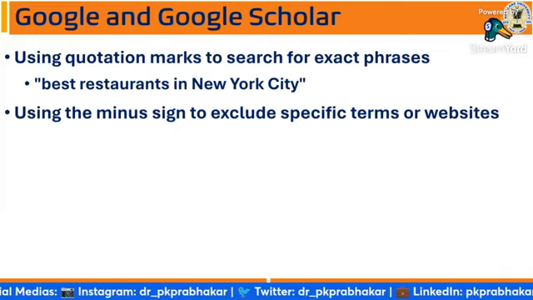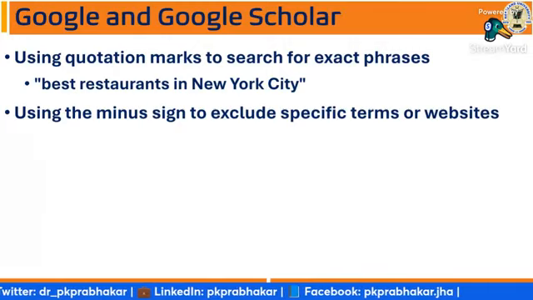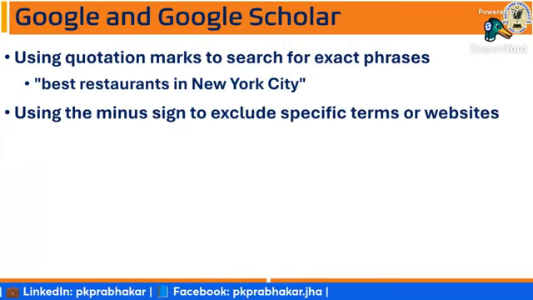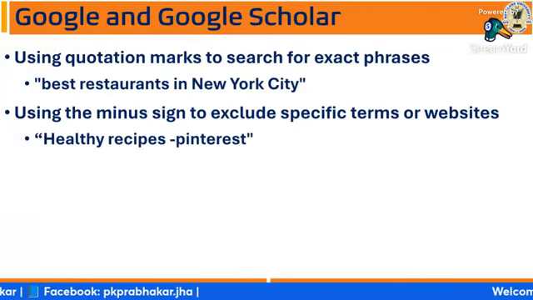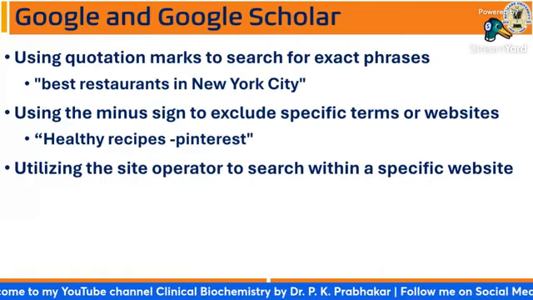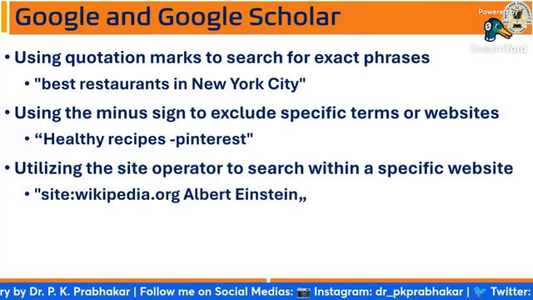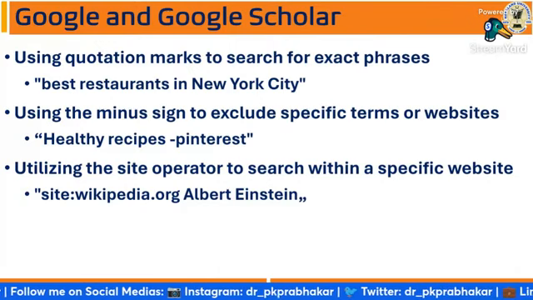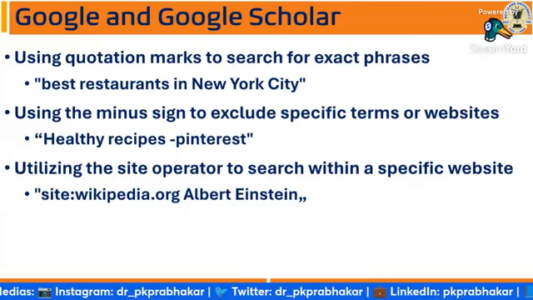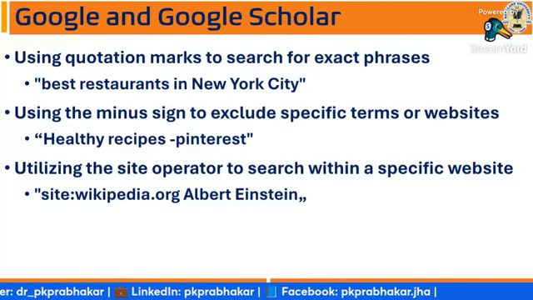If you want to avoid certain things in your searches, such as any website, you can use the minus sign to exclude those specific terms or websites from your search results. Like if I search healthy recipe minus Pinterest, I will get information from all websites except Pinterest. Then you can use the site operator to search within specific websites. Like if I want information on Albert Einstein only from wikipedia.org, I can use site:wikipedia.org Albert Einstein. So I will get information only from this particular website.